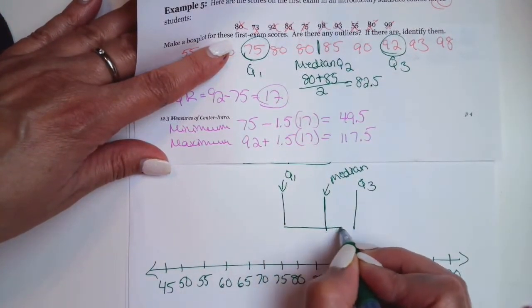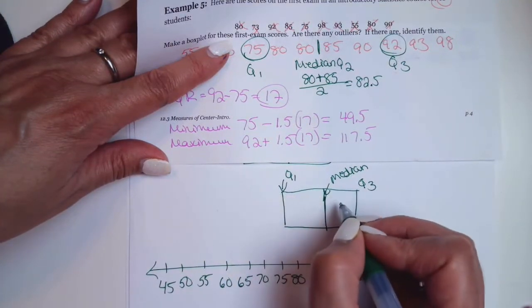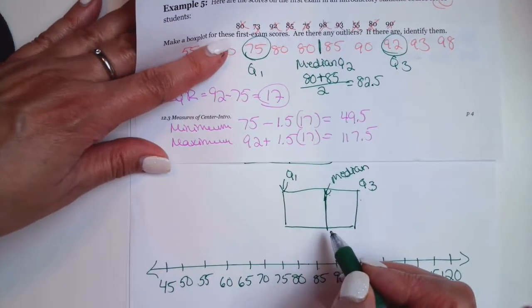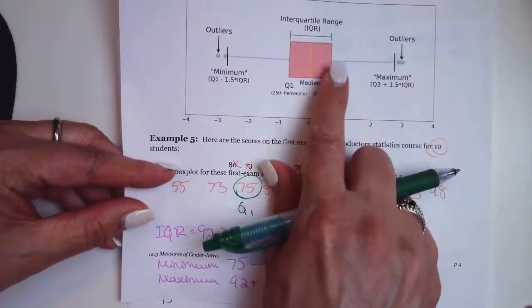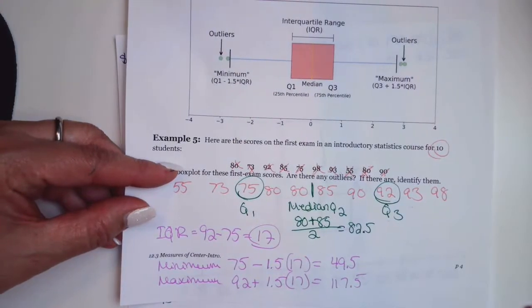Now I can draw the box. So we have our Q1, median, and Q3. Next, we're going to draw these whiskers. So we have our maximum and our minimum.